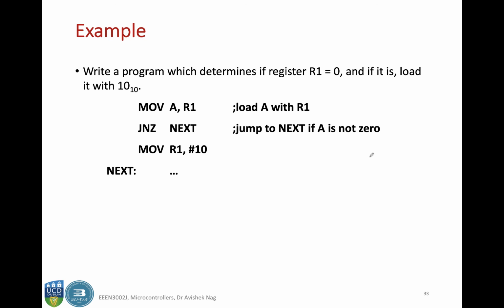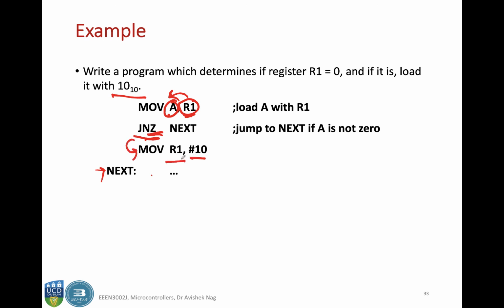So for example, write a program which determines if register R1 is 0, and if it is, then load it with the decimal number 10. So you move the contents of R1 to the accumulator, and then this JNZ is checking if the accumulator is not 0. So if the register R1, which is moved to A, is not 0, then it goes to the line denoted by this label. Otherwise, if it is 0, then it goes to the next line, which is moving 10 to R1.